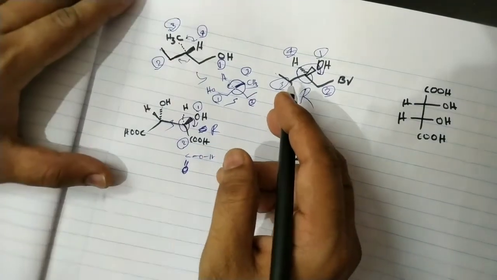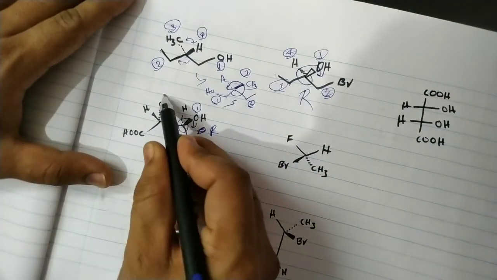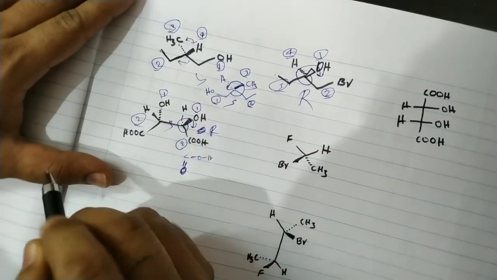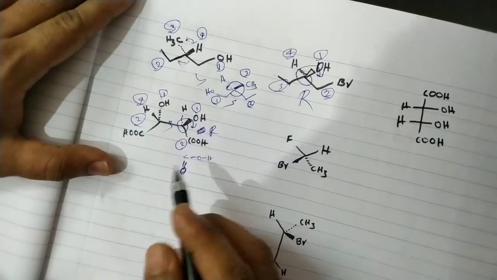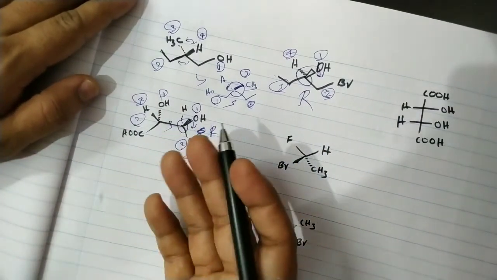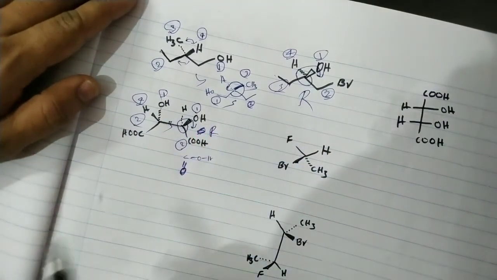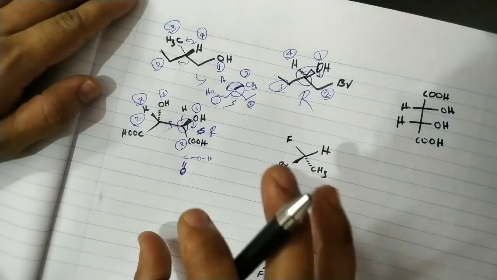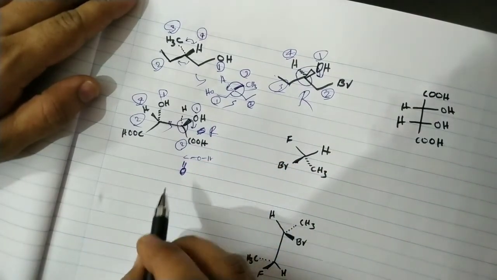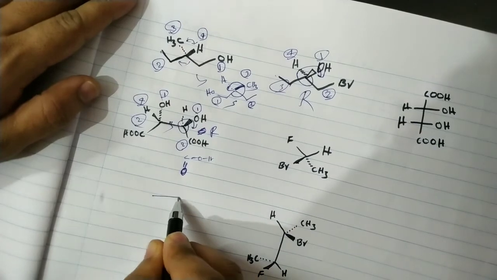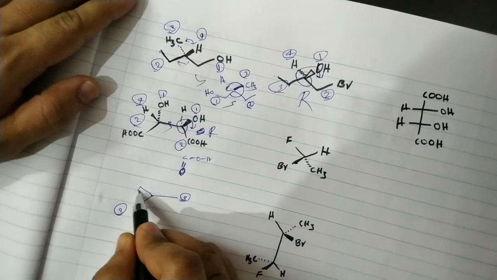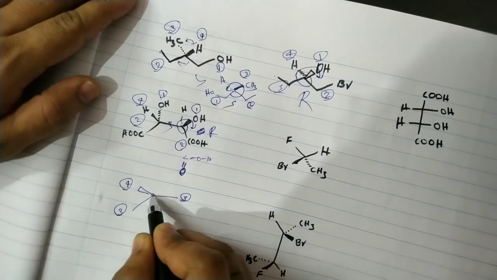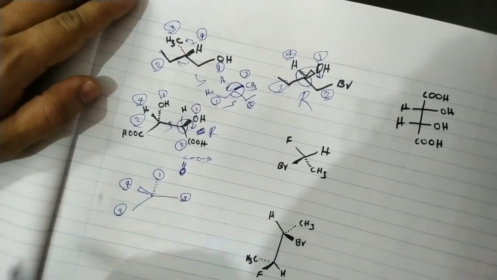So next, coming to this one, in this case the first priority is this one, second priority this one, and third priority this one. Of course here the least priority group is above the plane, so in this case we should perform some operations. Here this one is the third priority group, here the second priority group, this one the fourth priority group, and this one the first priority group.